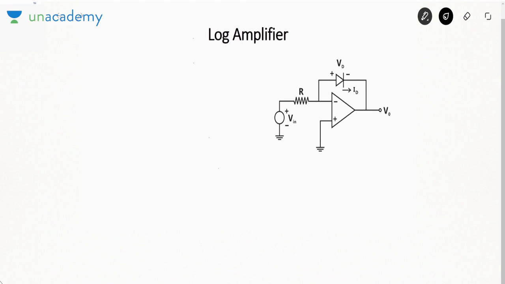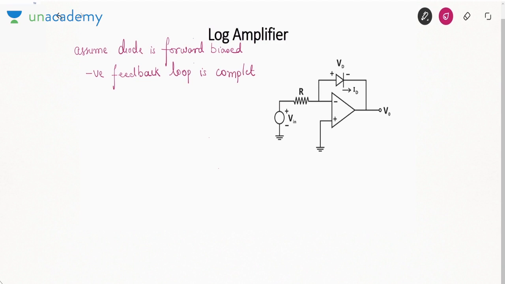Moving to the next circuit, which is called a log amplifier. Now in this circuit, how to analyze this circuit? Suppose we assume the diode is forward biased. If the diode is forward biased, then the negative feedback loop is completed. If the negative feedback loop is completed, we can apply the concept of virtual ground.